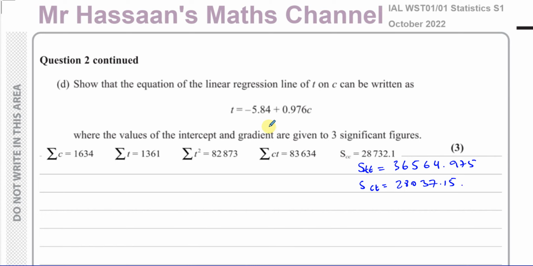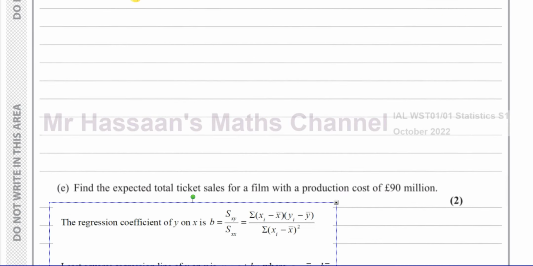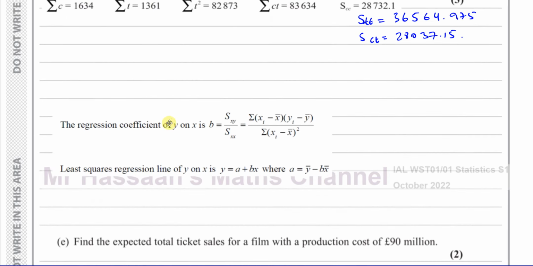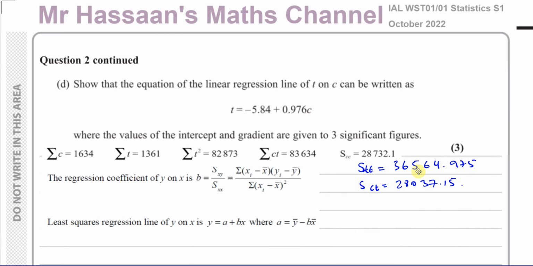So the first thing we need to do is look at the formula book again to find the formulae that we need to find the regression line of something on something. So we'll go to the formula book, and I already have it ready over here. We have this part of the formula book where it says the regression line or the regression coefficient of y on x. First, the least squares regression line of y on x is y equals a plus bx.